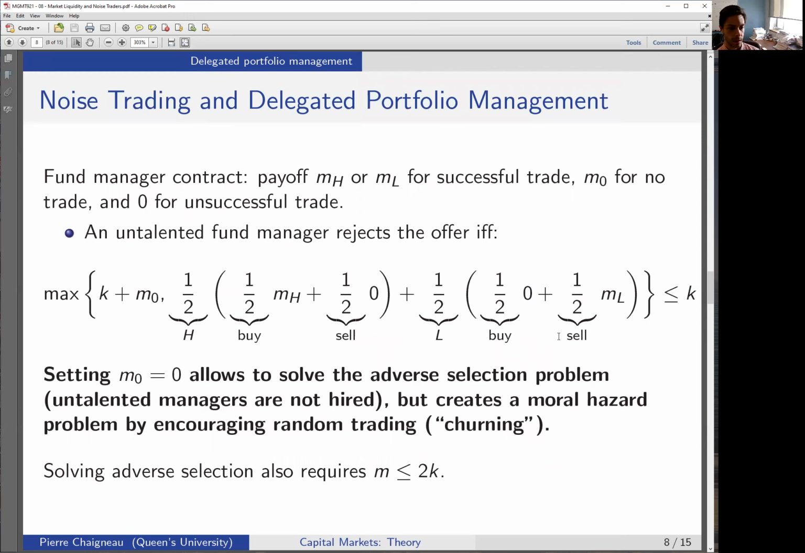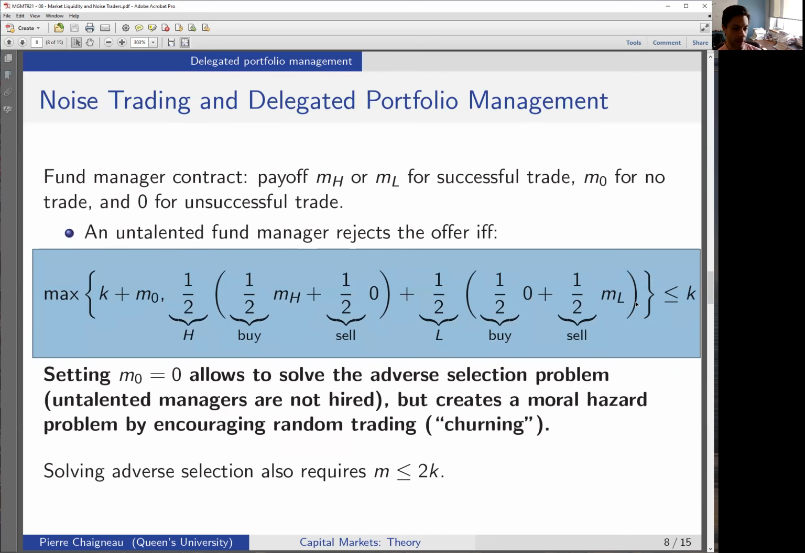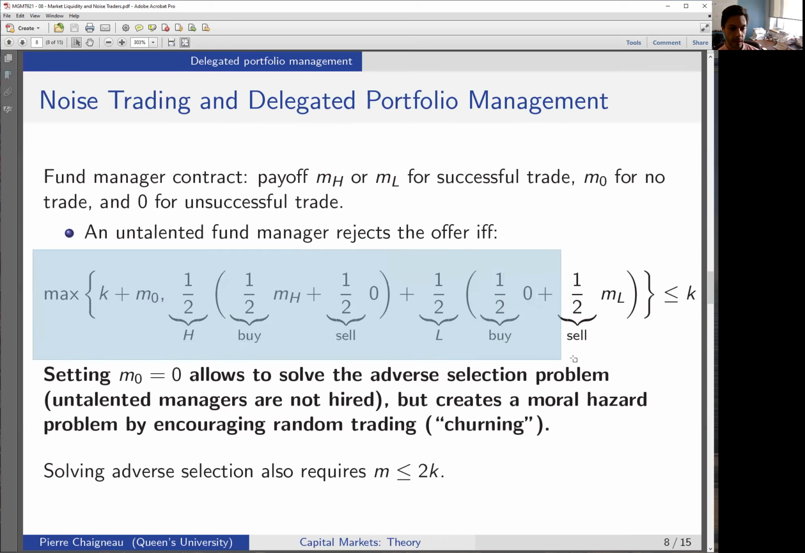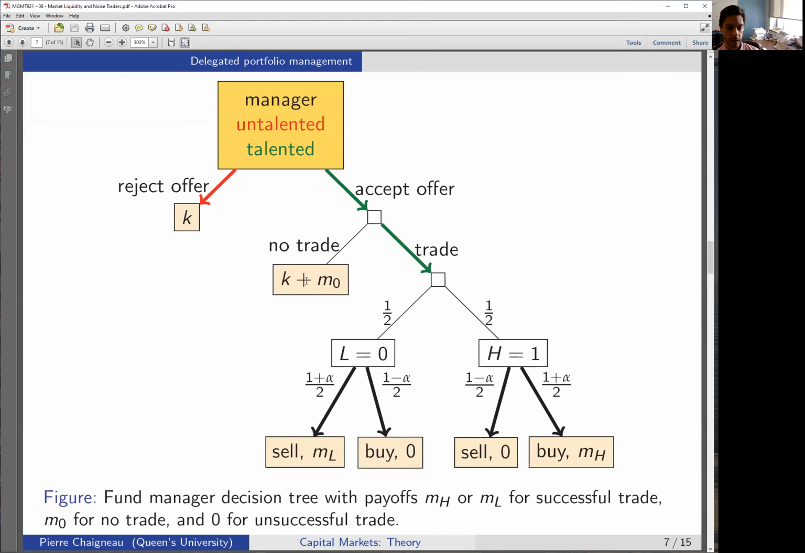Okay. All right. So we must make sure that what the manager gets when he accepts the contract offer, which is the max between these two things, is less than K. So why is it the max between these two things? Because the manager, after he accepts the offer, will go there with no trade if K plus M0 is greater than the other term, and otherwise he will go there. So he will try to randomly trade.